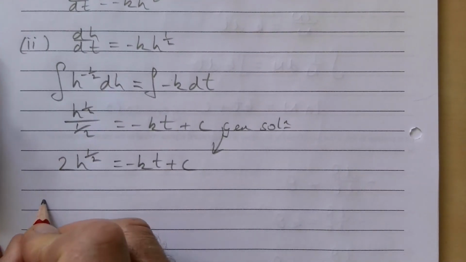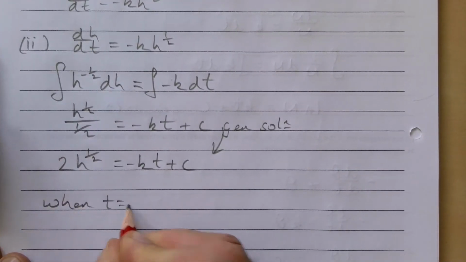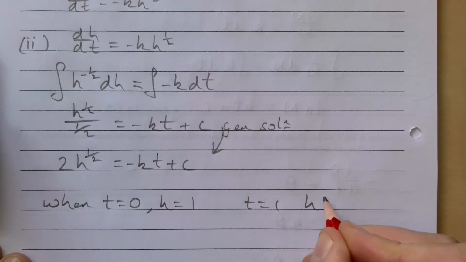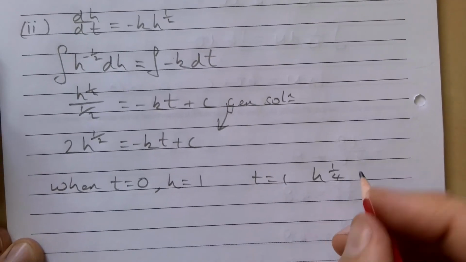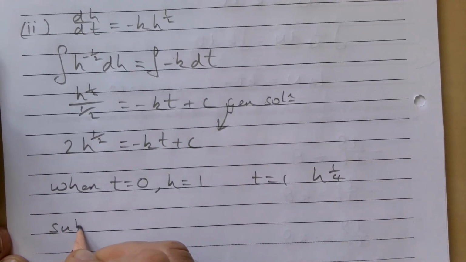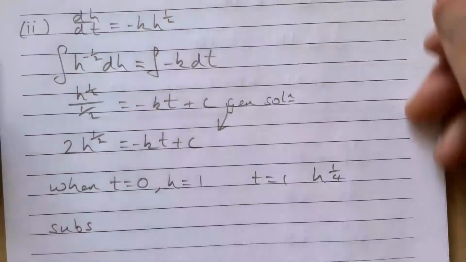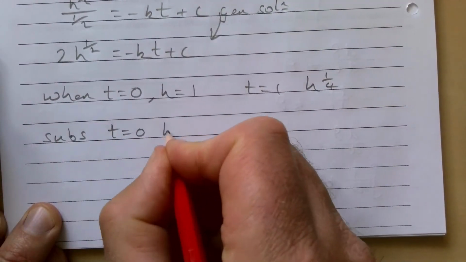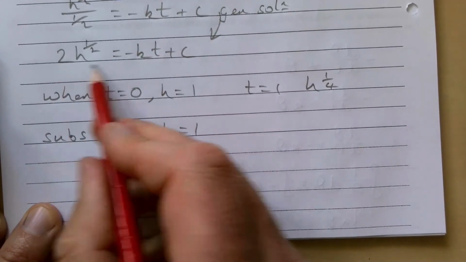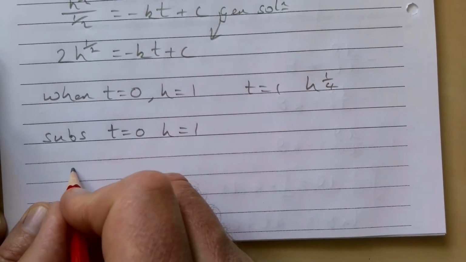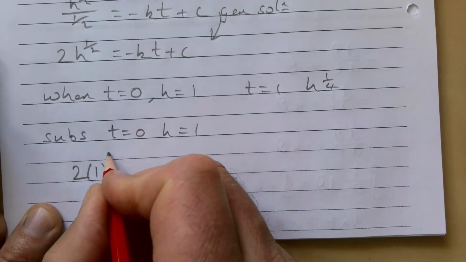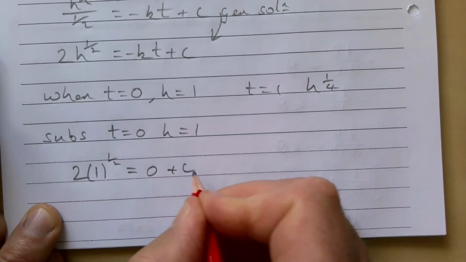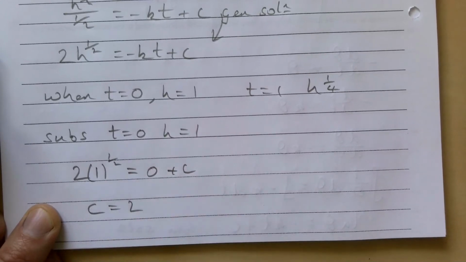So let's see. When t is 0, h is 1, and when t is 1, h is 1/4. You can still see this okay, can't you? Let's move this so there's no issue. Substitute t is 0, h is 1 into this equation here. We will get 2 times 1 to the power of a half equals 0 plus c. So that helps us work out our c. So our c in this case is 2.